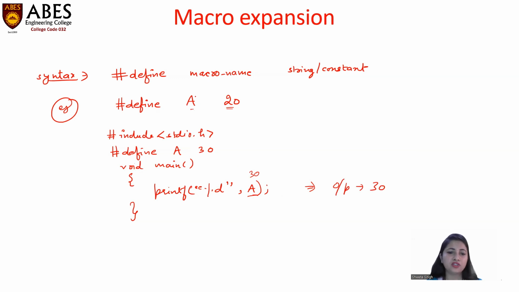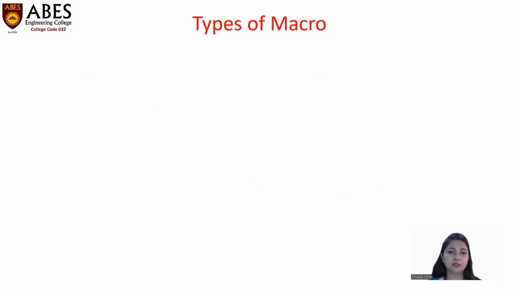We generally use capital letters just to differentiate macros from normal variables, but it is not mandatory to always use capital letters, and never put a semicolon after defining a macro. So these are some rules of defining a macro. Now we can use macros in different ways, according to different types, so we will discuss the types of macros. Number one is the simple macro.